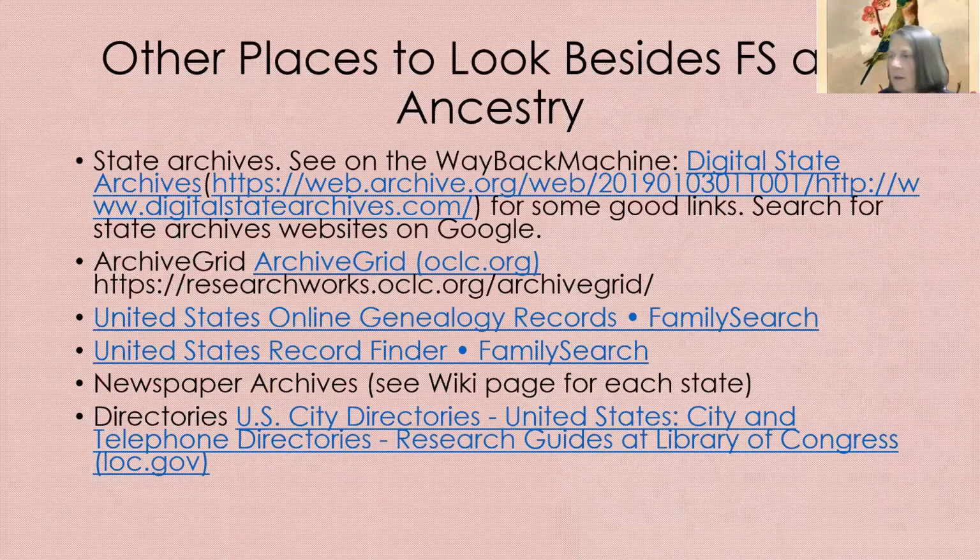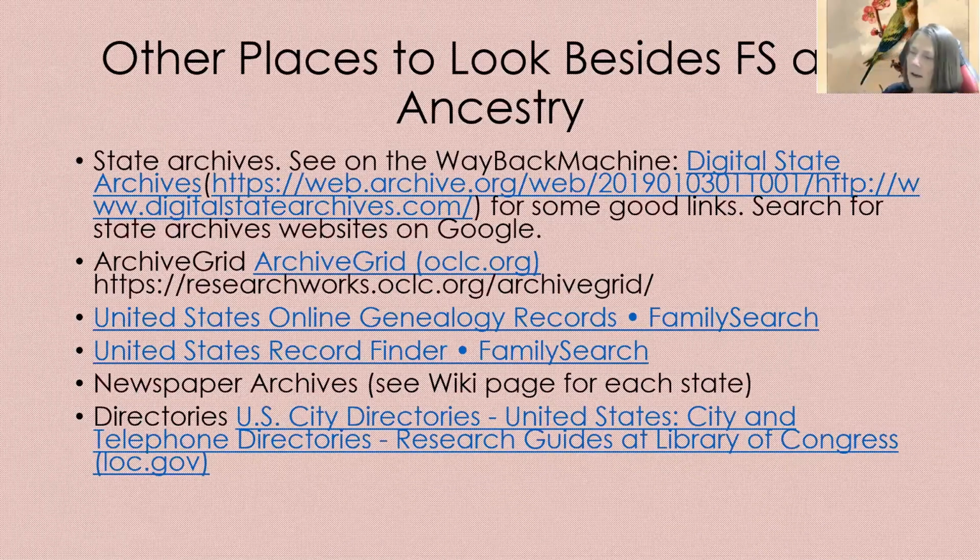There's also something called the Archive Grid. That's got a lot of different archives on it and where to find them and what they've got on them. And some of them are actually there on the grid. It actually has the records itself. You can look up United States Online Genealogy Records in Family Search on the United States page. They will have listings for not just Family Search, but other places you can go to look for different records.